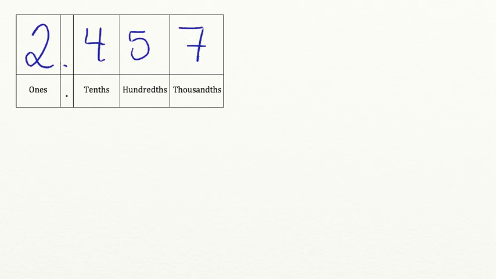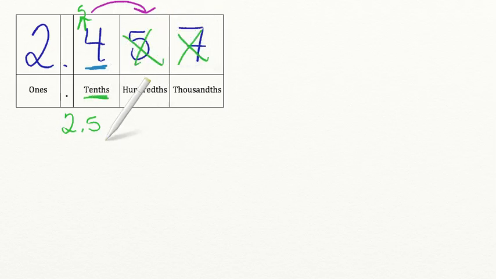Our first step is to underline the place value that we need to round to. Our second step is to look at the number directly to the right of our underlined place value. If this number is 5 or greater, that means we have to round our underlined place value up by 1. And since 5 is 5 or greater, we need to round our 4 up to a 5 and cross out our remaining place values. That means that our rounded value is 2 and 5 tenths. And remember, we were rounding to the tenths place, which means our value had to end on the tenths place.